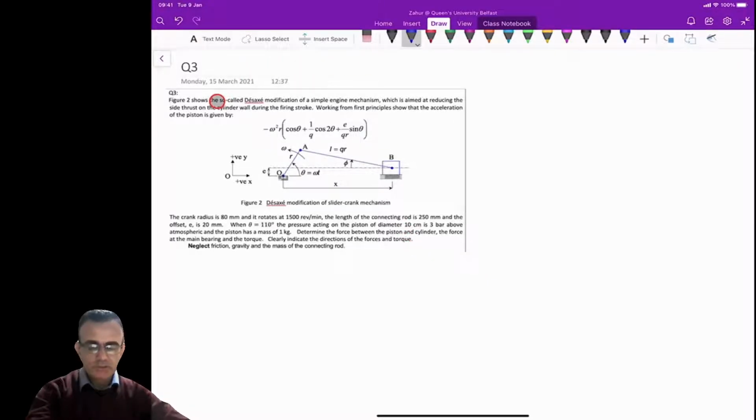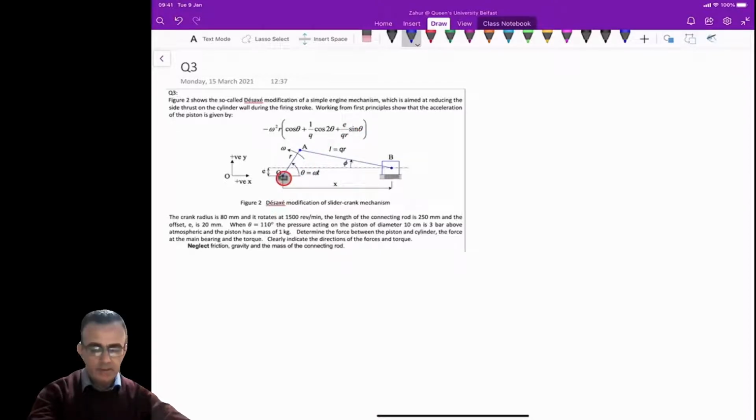Okay, so this is question 3 in your numerical examples tutorial sheet. This figure 2 shows the so-called "sexy" modification of a simple engine mechanism, which is aimed at reducing the side thrust on the cylinder wall during the firing stroke. Working from first principles, show that the acceleration of the piston is given by this equation here.